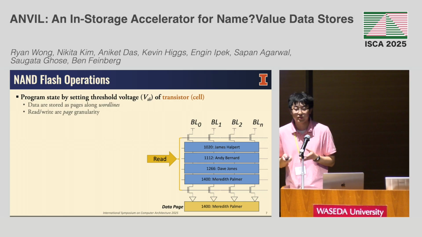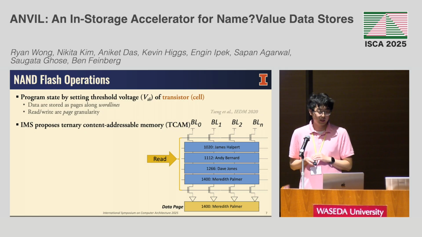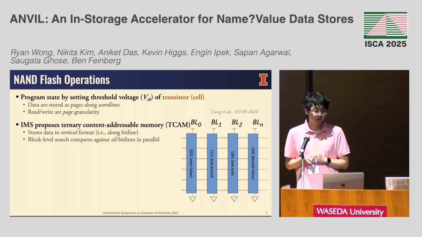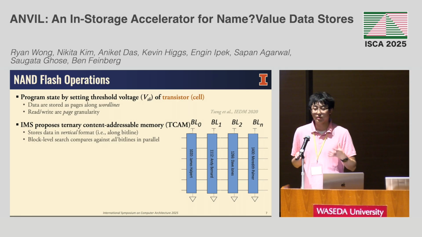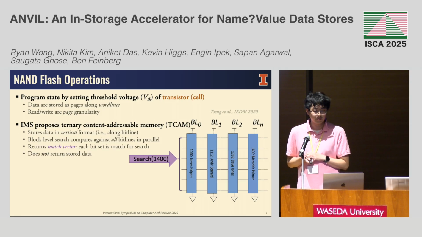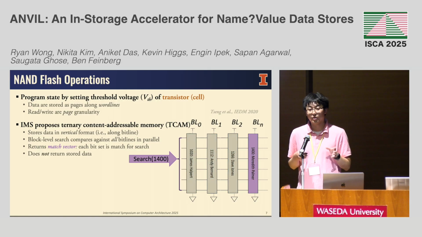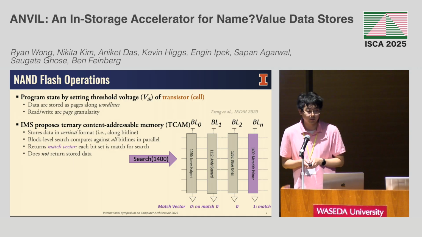Now, based off this NAND flash architecture, prior work has explored using the NAND flash array as a ternary content addressable memory, or TCAM, in which they store the data in a vertical format along the bit line, which enables a block-level search operation, in which one may search against all of the bit lines in parallel. Notably, this will compare against all the data and retrieve a match vector, in which each bit of the match vector indicates whether the data is present or not. However, this does not retrieve the stored data.